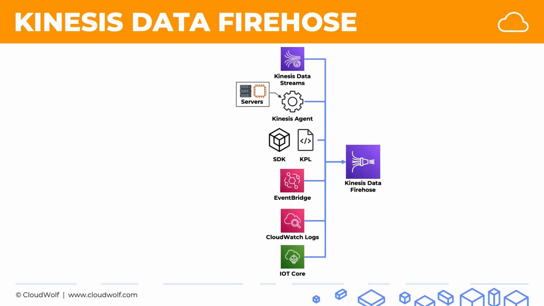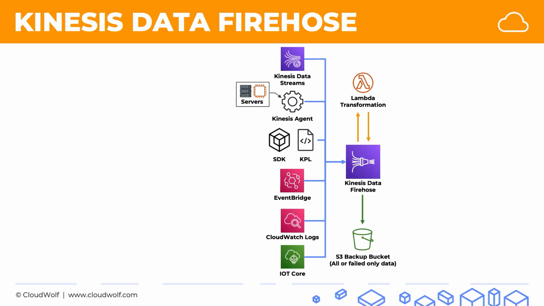Now, Kinesis Data Firehose, before it loads the data, can transform the data on the fly using Lambda. It can also back up the data, either all of the data or only the data that failed to load to the destinations. It can back it up to an S3 bucket.